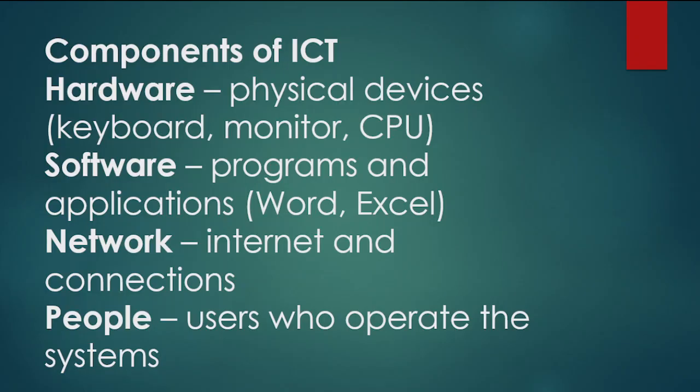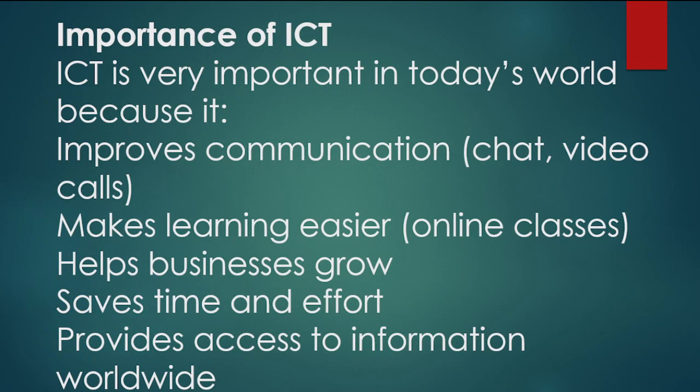These are the parts of ICT or computer that we cannot touch with our hands, but we can see with our eyes. We have the network, that's internet and connections. This makes communication very easy for us. Then we have people, that's the users who operate the system, and sometimes it's also called the peopleware.